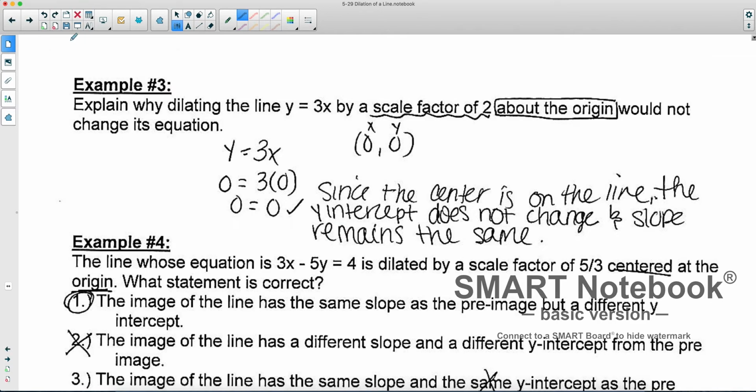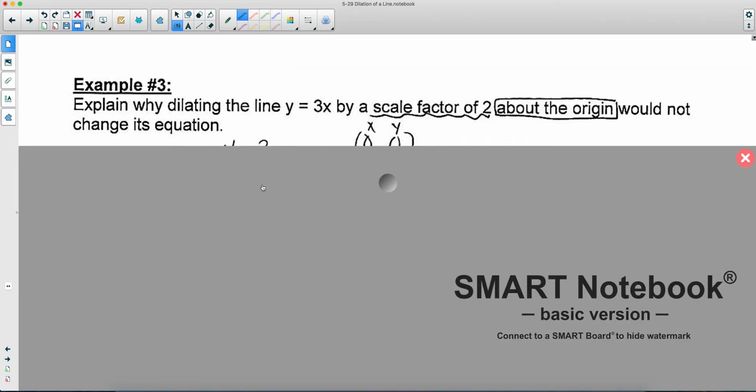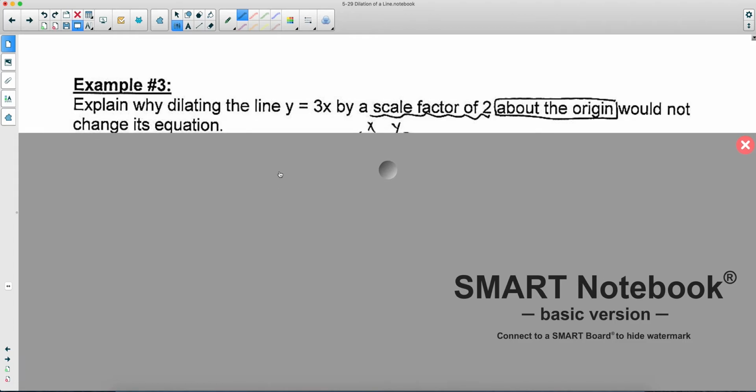All right, on the back, a couple more examples. Here's this one. Explain why dilating the line y equals 3x by a scale factor of 2 about the origin would not change its equation. Okay, so think about why this equation, y equals 3x, would not change if it's centered at the origin. Not going to change. All right, so the only reason something would not change would be because the center falls on the line.